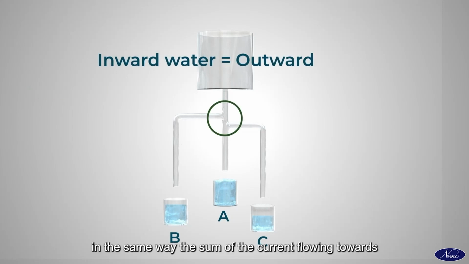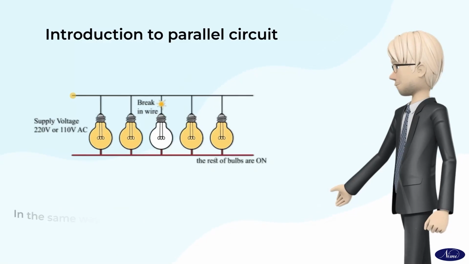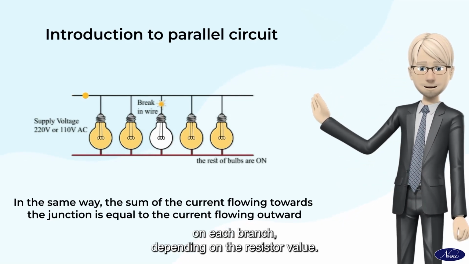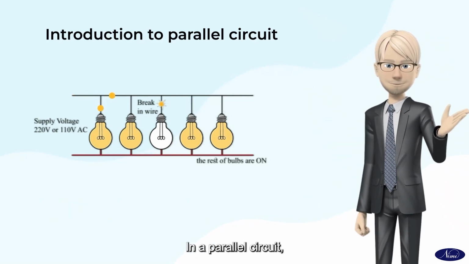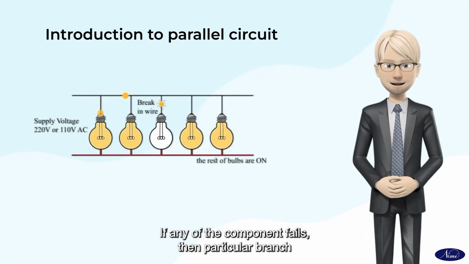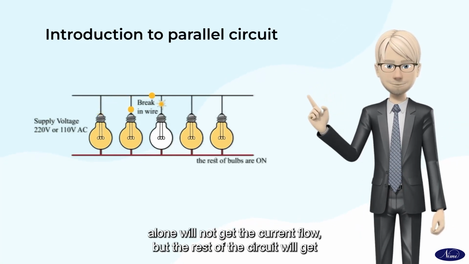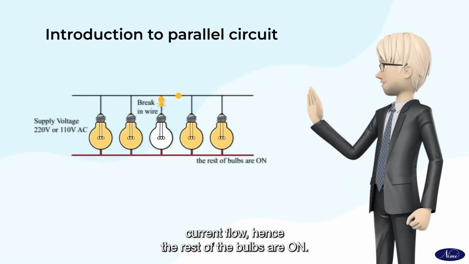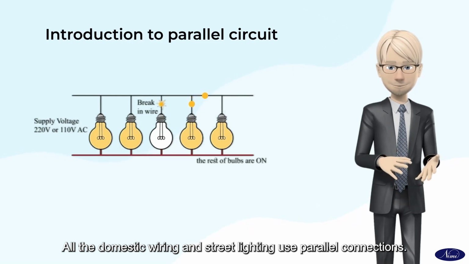In the same way, the sum of the current flowing towards the junction is equal to the current flowing outward. In a parallel circuit, current is always divided on each branch depending on the resistor value. In a parallel circuit, if any component fails, then that particular branch alone will not get current flow, but the rest of the circuit will, hence the rest of the bulbs are on. All domestic wiring and street lighting use parallel connections.